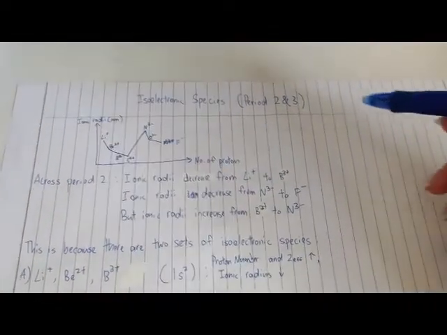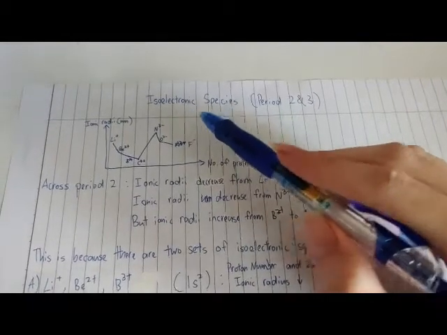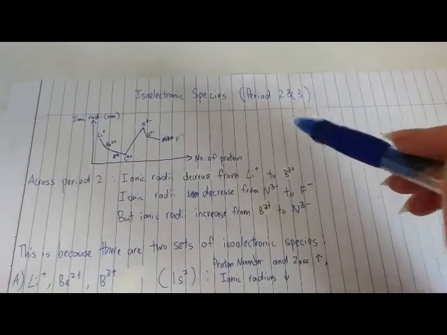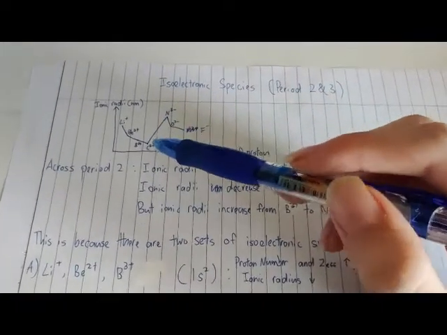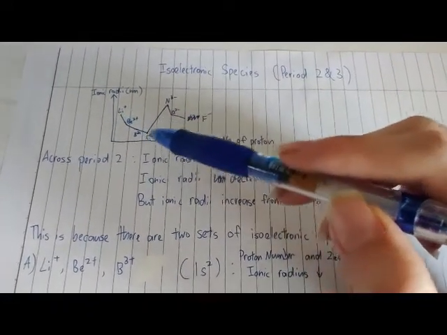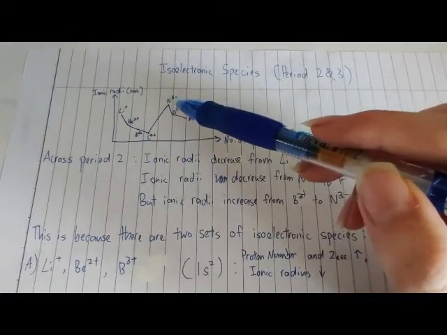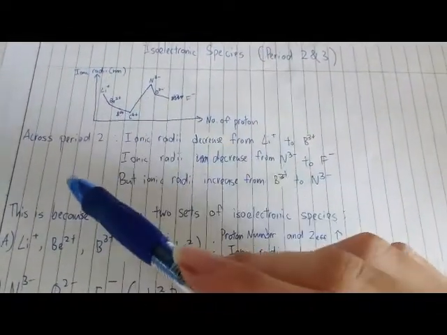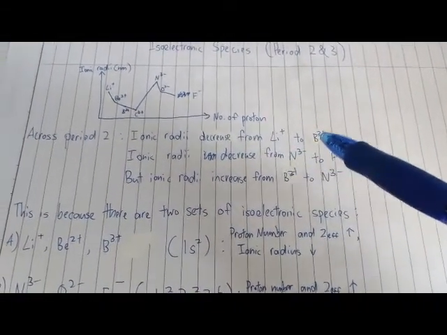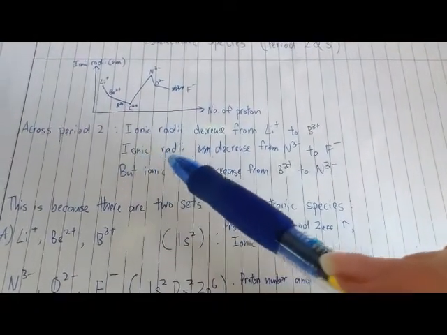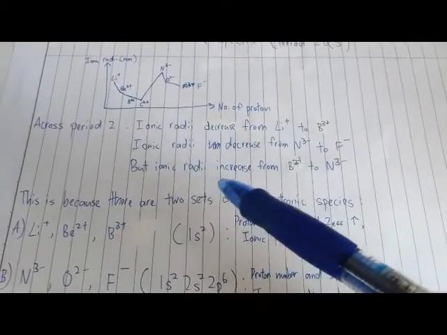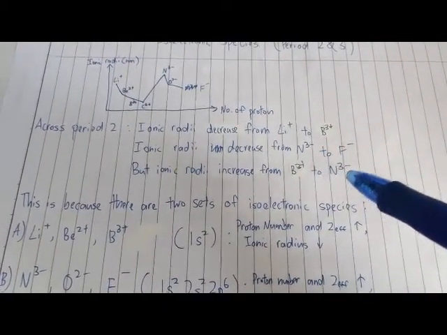Hello everyone. Today I would like to talk about isoelectronic species and the variation in ionic radii across period 2 and period 3. From this graph, we can see that across period 2, the ionic radius decreases, then in the middle it suddenly increases, and then it continues to decrease. To explain this, across period 2, the ionic radii decrease from lithium plus to boron 3 plus. The ionic radii decrease from nitrogen 3 minus to fluorine minus, but the ionic radii increase from boron 3 plus to nitrogen 3 minus.